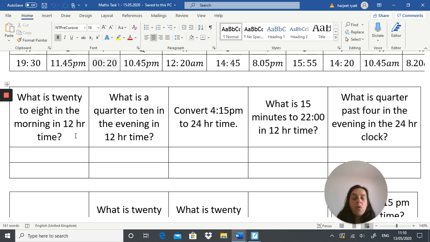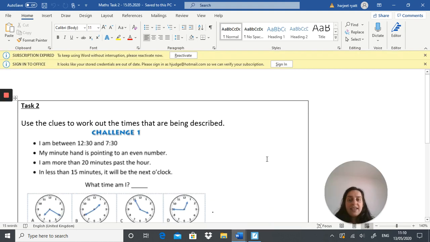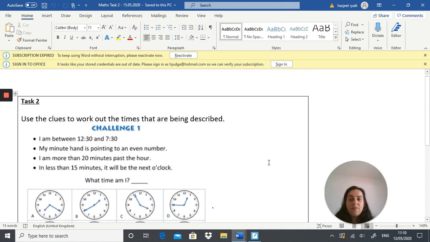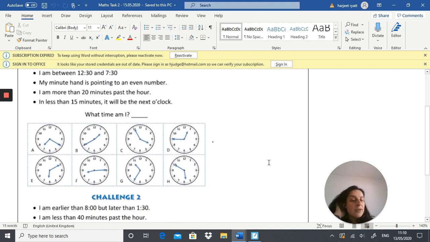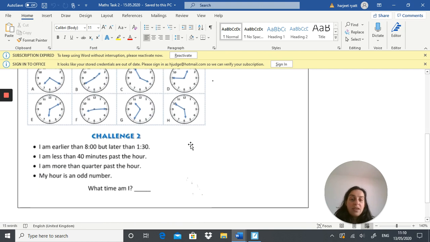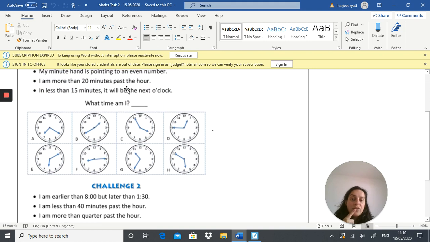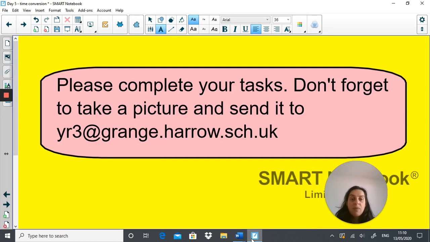Now, once you've done task 1, go to task 2, which looks like this, and this will look familiar to you. It's not the same question, but a similar sort of process which you did in the main lesson, which is you have clues, you have a set of clocks, and you have to work out which clock those clues are leading you to. So that's your main task for the day. I'll go back to my smartboard.